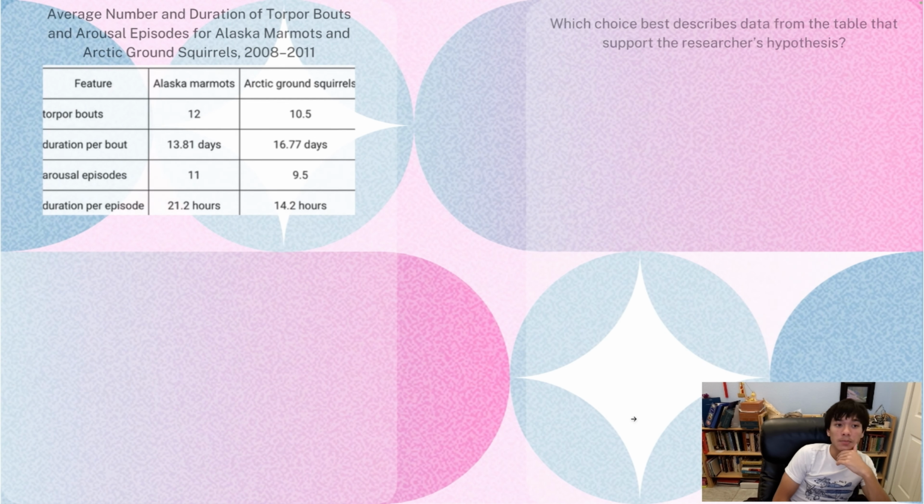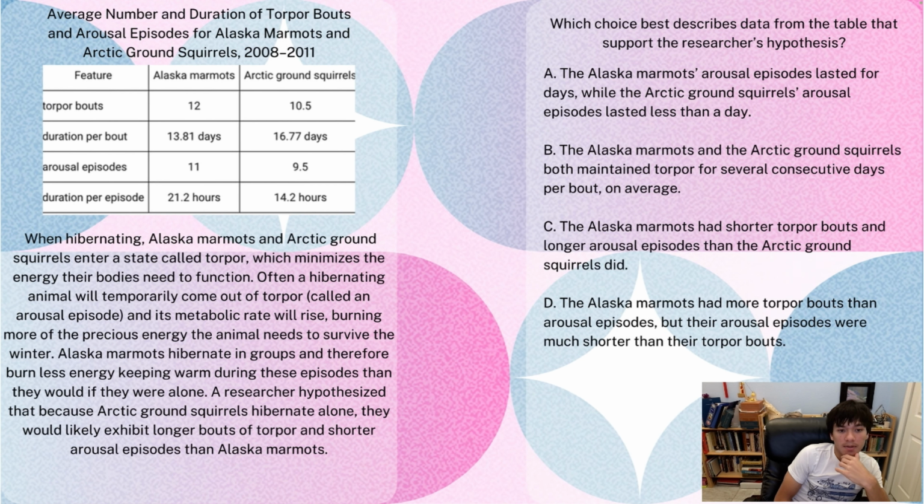Let's look at our very last example. When hibernating, Alaska marmots and Arctic ground squirrels enter a state called torpor, which minimizes the energy their bodies need to function. Often a hibernating animal will temporarily come out of torpor, called an arousal episode, and its metabolic rate will rise, burning more of the precious energy the animal needs to survive the winter. Alaska marmots hibernate in groups and therefore burn less energy by keeping warm during these episodes than they would if they were alone. A researcher hypothesized that because Arctic ground squirrels hibernate alone, they would likely exhibit longer bouts of torpor and shorter arousal episodes than Alaska marmots.